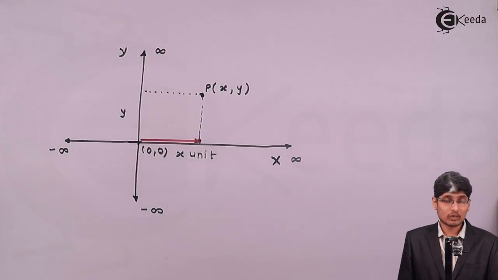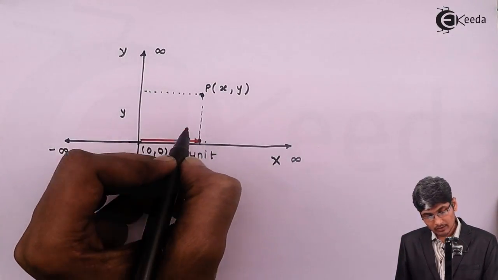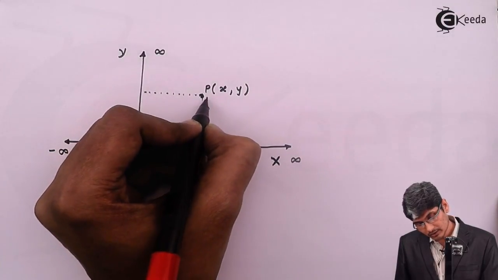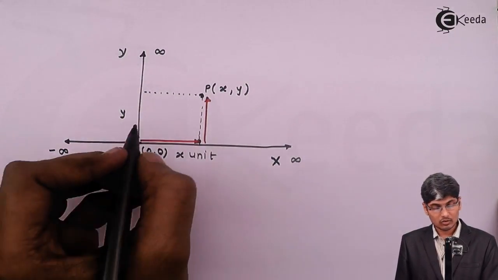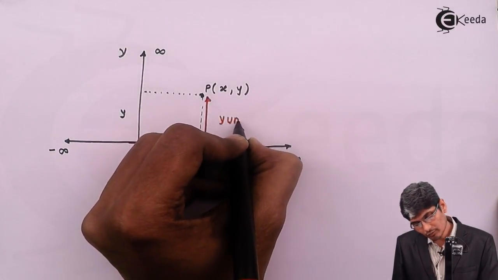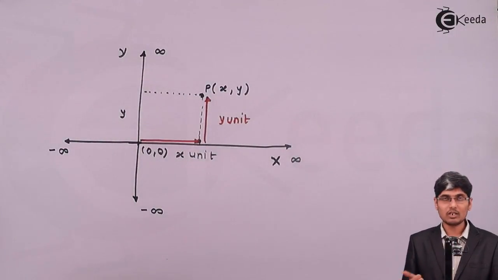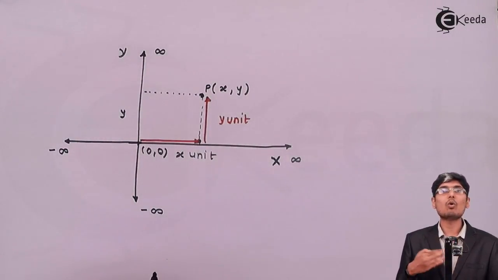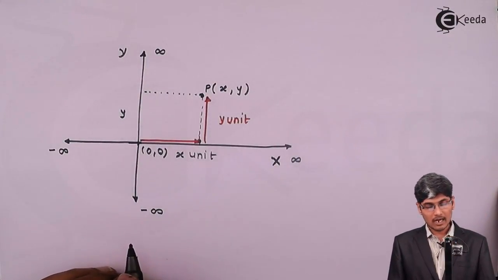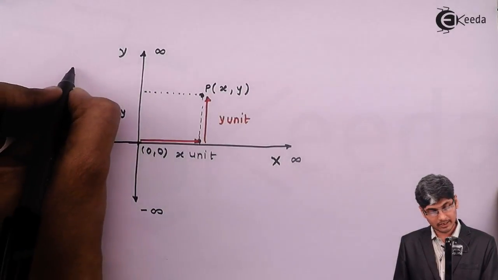But then it is not over. I need to go up to here. So what will I do? I will move in the y direction by y units. So this is the x unit movement, this is the y unit movement. But the x unit movement is in the x direction and the y unit movement is in the y direction. So how will I call this? Let's say I have a point P. Let us take a point P over this side.